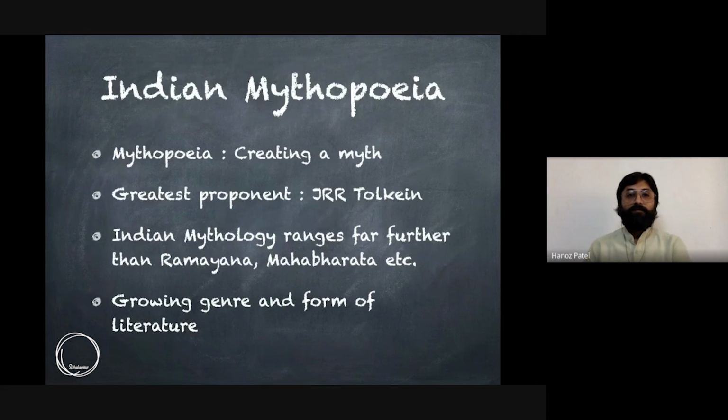Okay, so here's another interesting development that we've been seeing in recent times: mythopoeia. Now, mythopoeia is basically the art of creating myth, the most famous example being J.R.R. Tolkien. I hope you guys know about Tolkien. अगर नहीं पता है तो you really are very far behind in your reading. Then Indian mythology also, as we've looked into, ranges far further than just Ramayana and Mahabharata, but we keep on retelling those same stories.